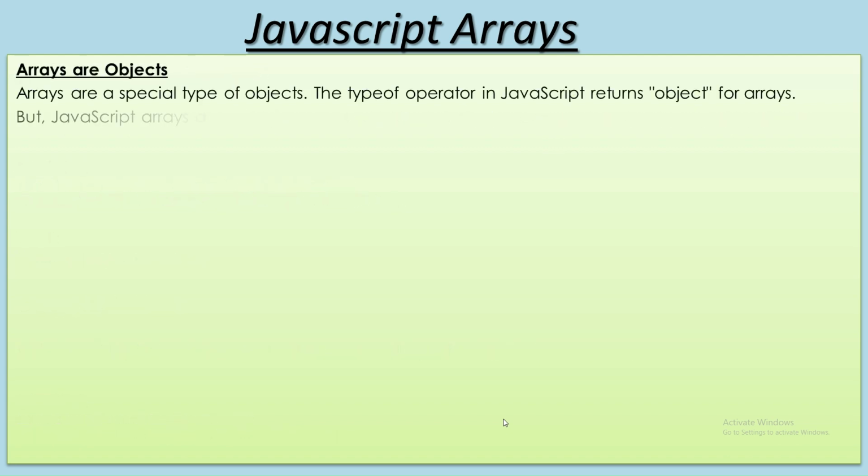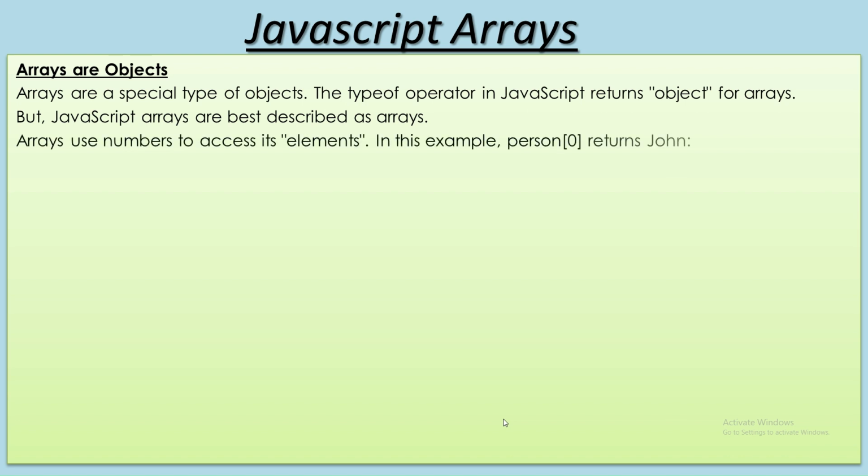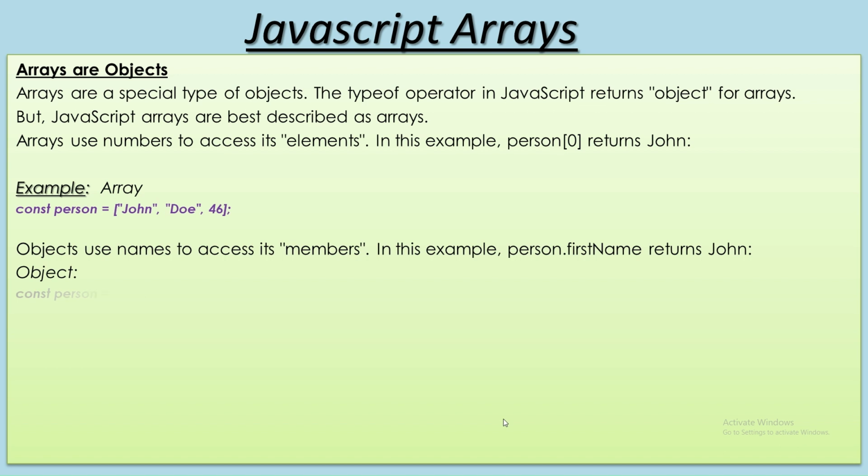Arrays are objects. Arrays are a special type of object. The typeof operator in JavaScript returns object for arrays. But JavaScript arrays are best described as arrays. Arrays use numbers to access their elements. In this example, person[0] returns John.